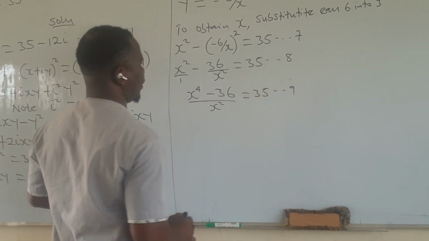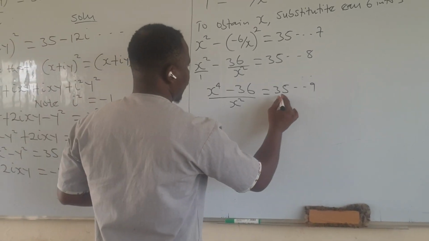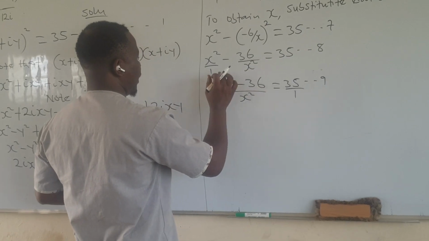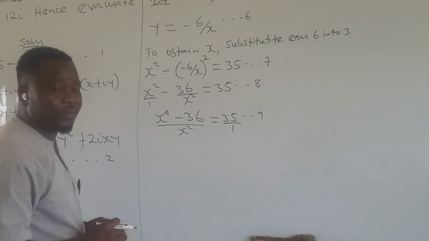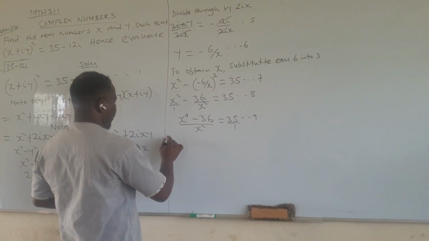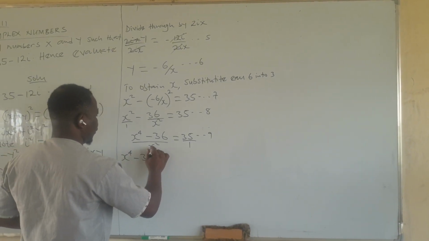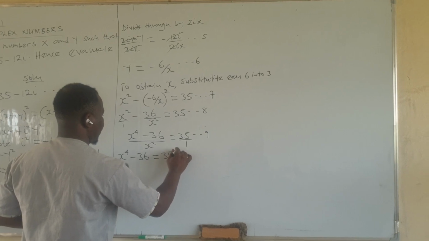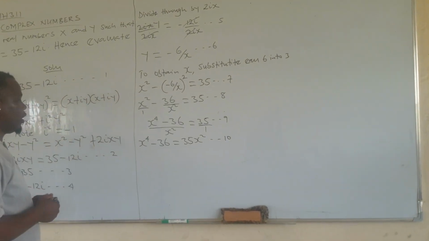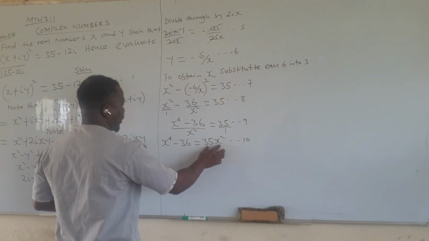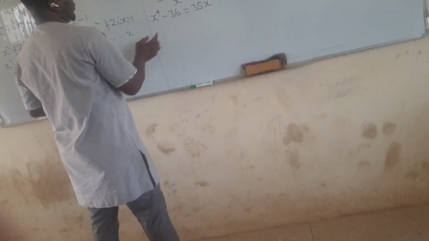Okay? So if you agree with me, it implies that x squared to x squared is 1, times minus 36, which will give us minus 36, equals to 35. This is equation 9. So here we are going to cross multiply. 1 will multiply x raised to the power 4 and minus 36. Then x squared will multiply 35. Do you understand? So if you agree with me, we'll have it in this form. Minus 36 is equal to 35x squared. This is equation 10. Then at this point we are going to take this to the right hand side.